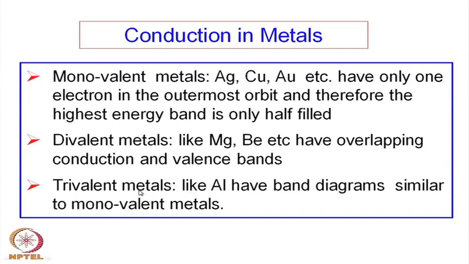Trivalent metals like aluminium have band diagrams very similar to monovalent metals. So, the lower band will be full, and the higher band will have a half filled situation. So, whether it is monovalent or trivalent, they more or less represent a similar situation.